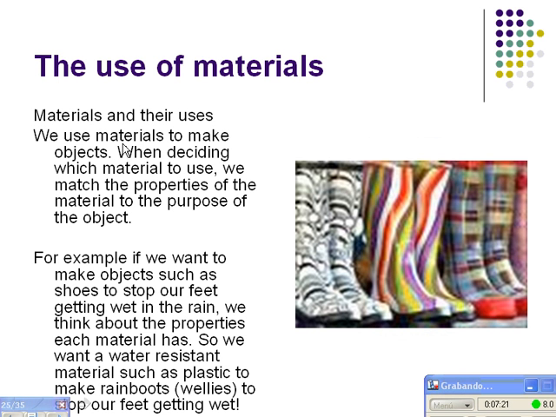The use of materials. Materials and their uses. We use materials to make objects. When deciding which material to use, we match the properties of the material to the purpose of the object. For example, if we want to make objects such as shoes to stop our feet getting wet in the rain, we think about the properties each material has. So we want a water-resistant material, such as plastic, to make rain boots or wellies to stop our feet getting wet.